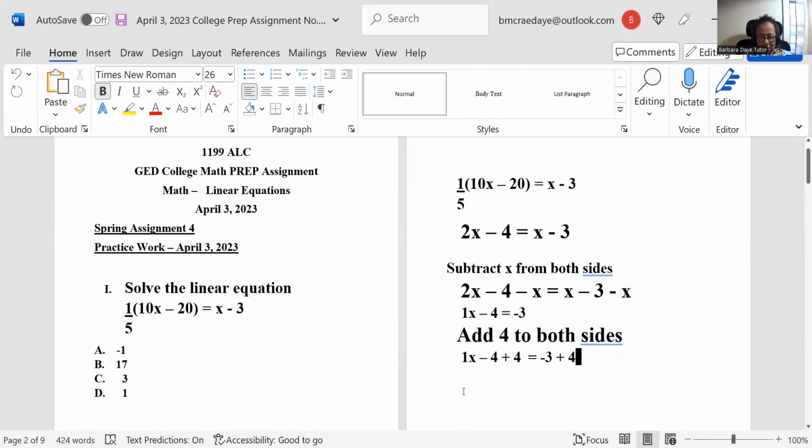Right. On the left side, I have what, 5? -4 and a +4. Oh, minus just 0. -4 plus 4 is 0. So then you have just 1x, right? Yeah. Okay, 1x.